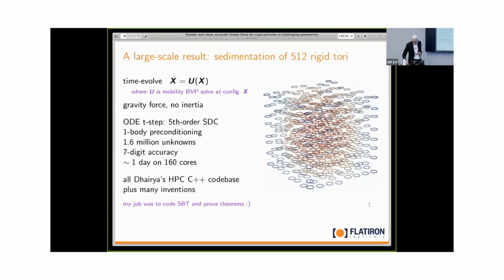Okay, and now I'll just show you a little result on this, and a large-scale sedimentation result. So finally, we're going to step into the time domain and say, at any static configuration, you give me the forces and torques, I'll tell you the velocities. Now update the configuration using those velocities. So X is the vector of all of the locations and rotations of all of the objects. You solve the mobility problem at that configuration X. Here, we're saying we're going to apply gravity to all the objects. There's no inertia.